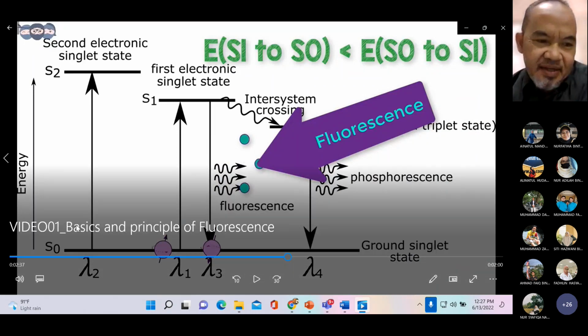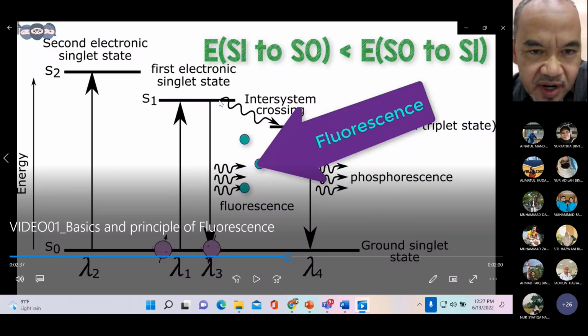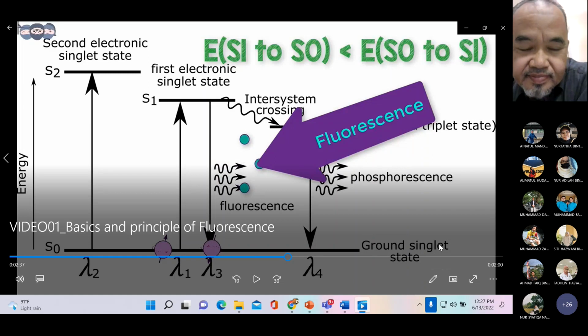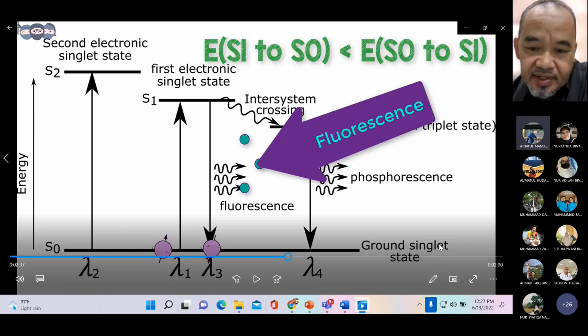Jadi anak panah yang ke atas ni menunjukkan excitation. Anak panah ke bawah ni, daripada excited state kepada ground state, ini menunjukkan emission. Ni emission. Faham? Okay. Itu ke soalannya? Tu je doktor. Terima kasih doktor.